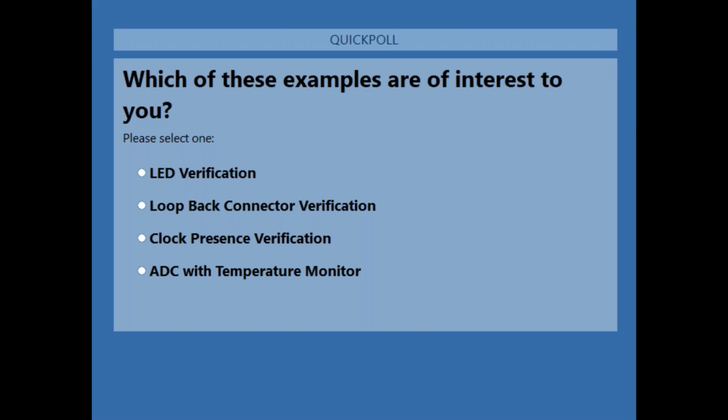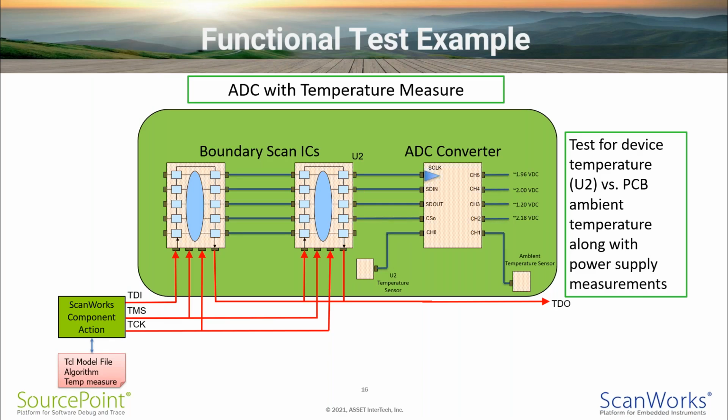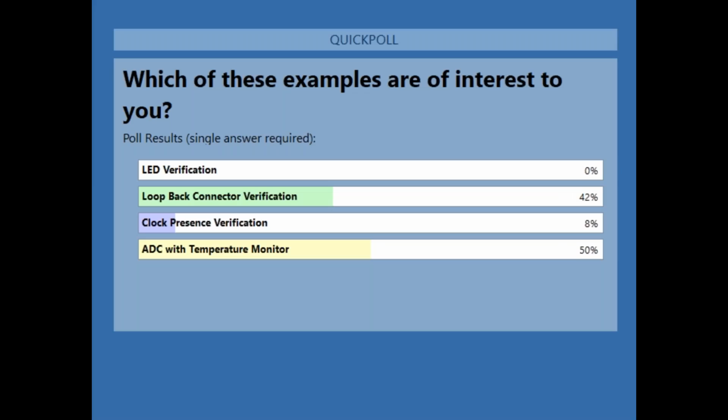The audience is weighing in. All right, looks like we got the majority of responses coming in. I'm going to close the poll in a moment. All right, and share the results here. Yeah, it looks like LED verification didn't garner any votes at all. Loop back, 42%, clock presence, 8%, and ADC with temperature monitor, 50%, Michael.